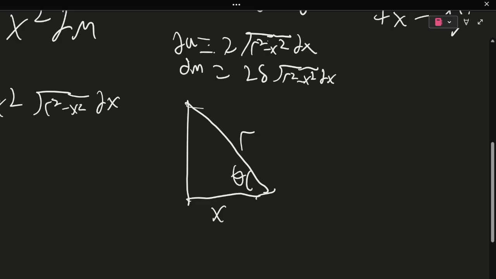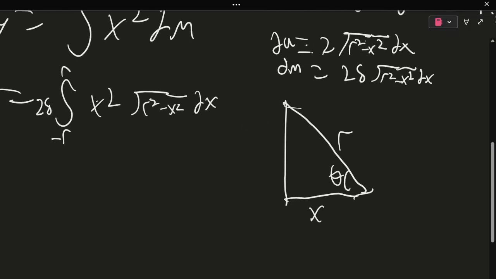And then we know that because of the Pythagorean theorem, the square root of r squared minus x squared is going to be equal to our other length. So r squared minus x squared. Now we have our little triangle drawn out, so we can start thinking about our trig identities and how we can plug these in.